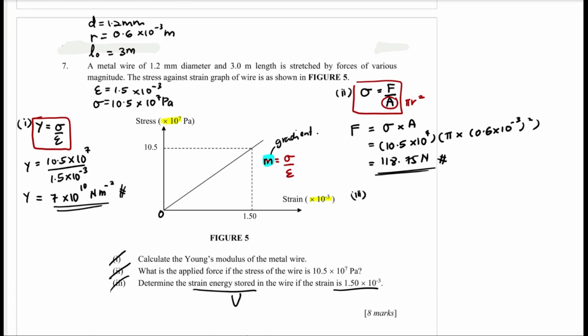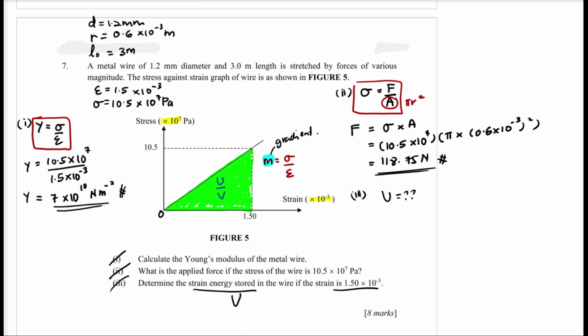Alright, so now for question number 3, we want to find U. But here you need to understand a little. If we have a graph of stress against strain, remember, the area under the graph will give you the value of energy per volume. This will give you U over V. But the question does not ask for U over V. The question asks you to calculate U.